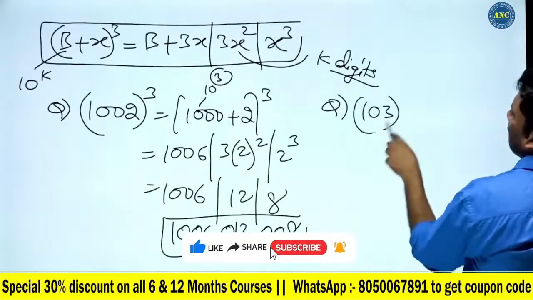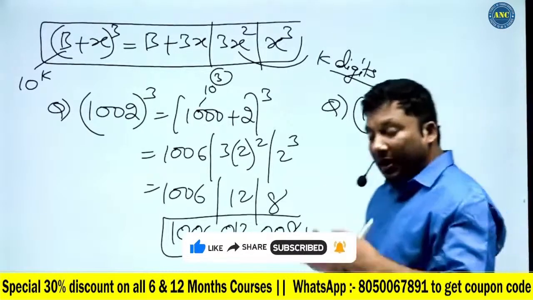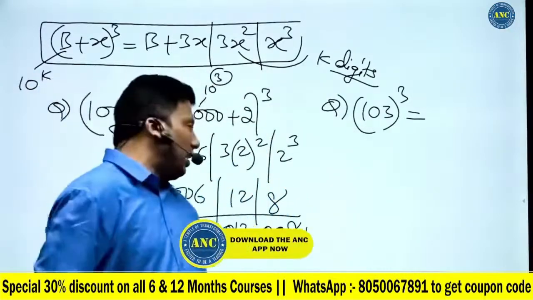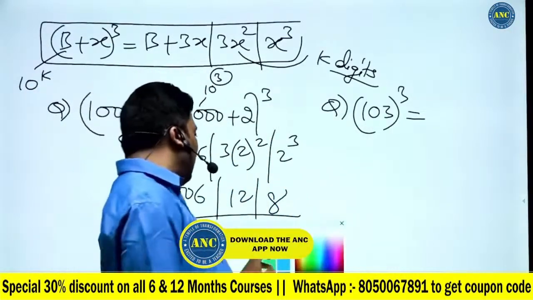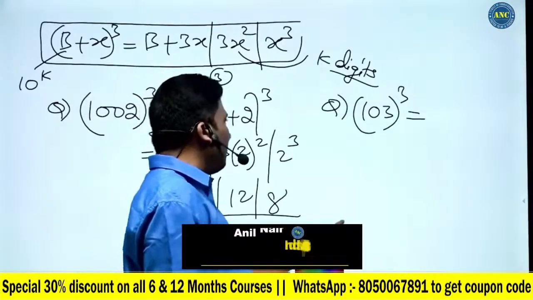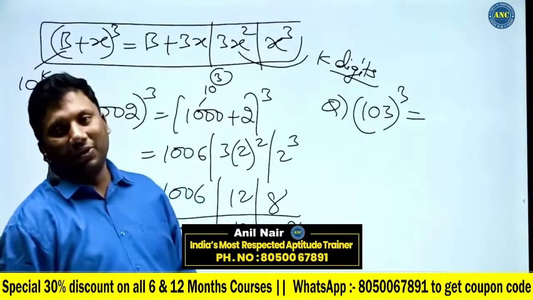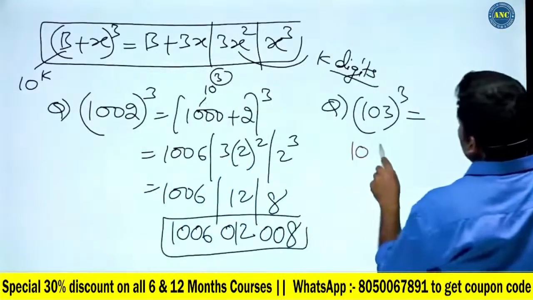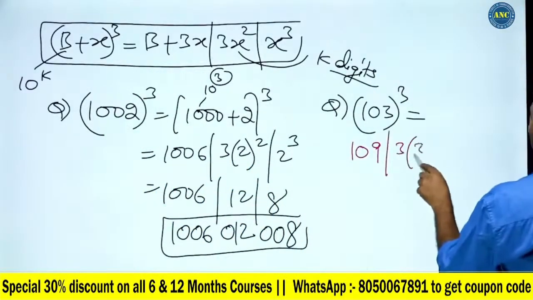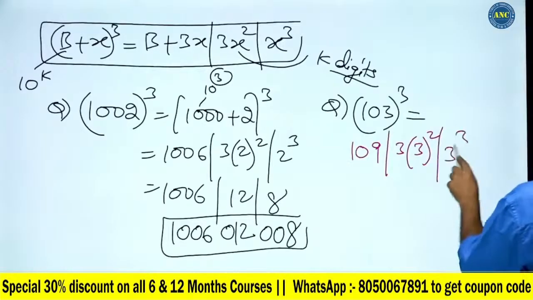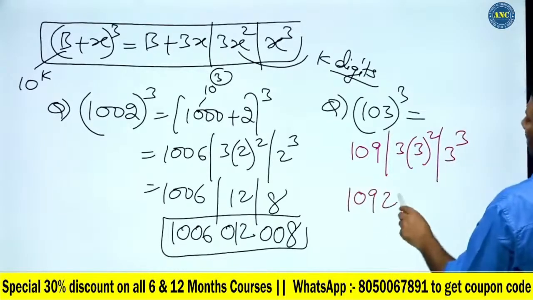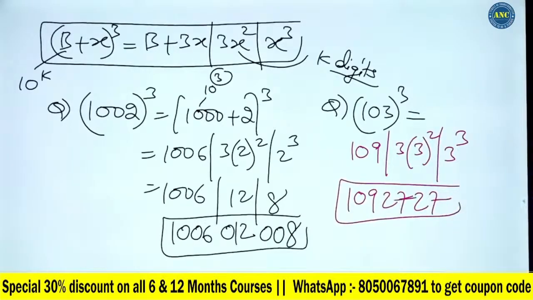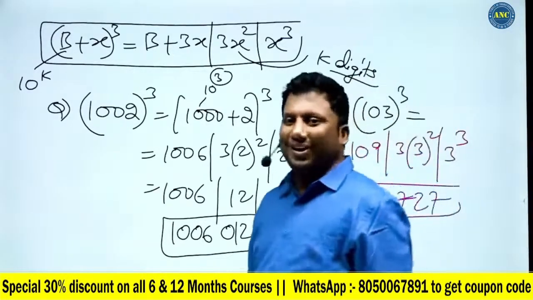Please tell me this answer without using pen. Please drop your pens, in case you are watching this class live on mobile or on desktop. Kindly solve this question orally. What will be the answer? 103 whole cube. 100 plus 3 power 3. B plus 3x, 3x square and x cube: 109, 27, 27. Are you all with me?